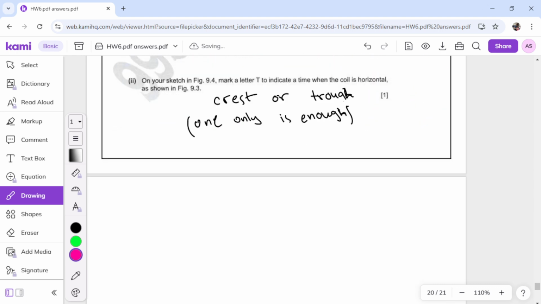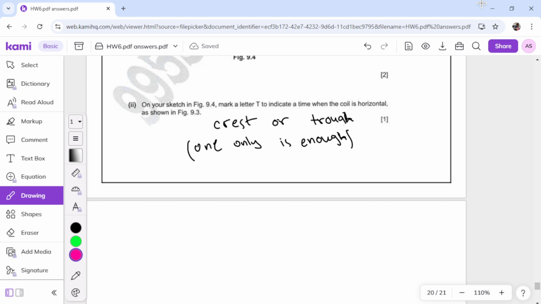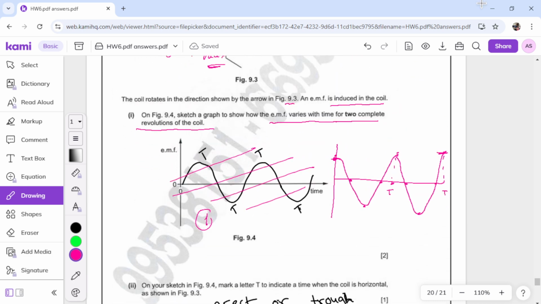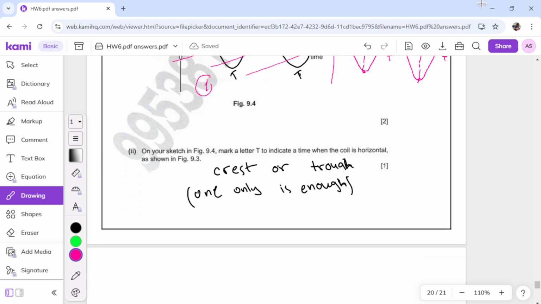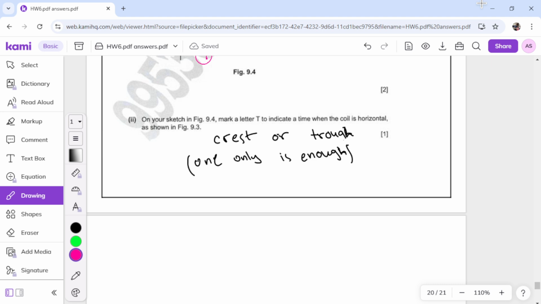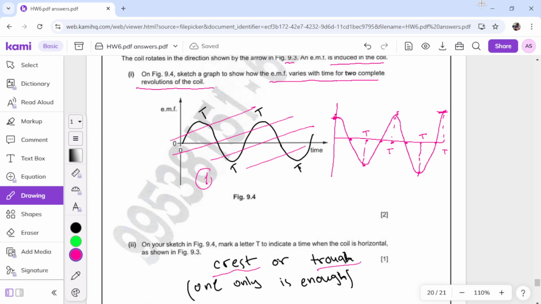Two complete revolutions. On your sketch in figure 9.4, mark a letter T to indicate a time when the coil is horizontal. The time when the coil is horizontal is at maximum. As the mark scheme shows, crest or trough, 1 only is enough. So you can put only 1 T, it's okay.